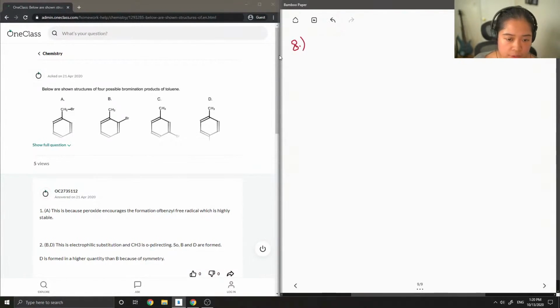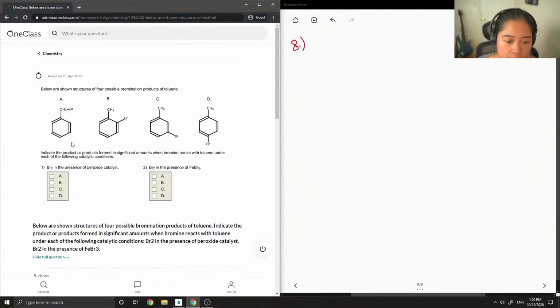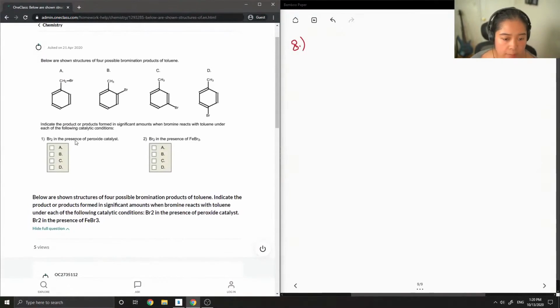Below are shown structures of 4 possible bromination products of toluene. Indicate the product or products formed in significant amounts when bromine reacts with toluene under each of the following catalytic conditions. So the first condition is Br2 in the presence of a peroxide catalyst, and the second was Br2 in the presence of FeBr3.